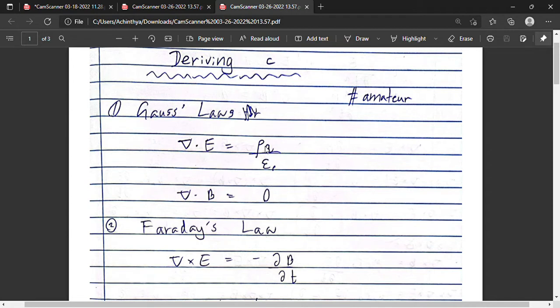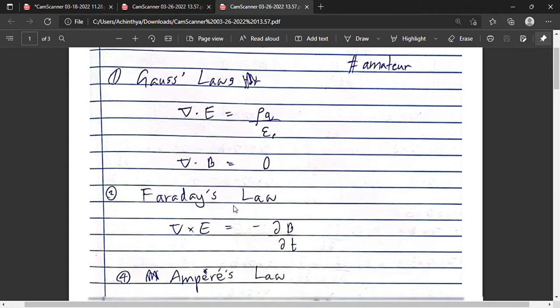in terms of the charge density enclosed within a Gaussian surface, and we have the divergence of the magnetic field, which is always zero, because if you were to enclose a magnetic dipole with a Gaussian surface, the net magnetic flux is always zero.